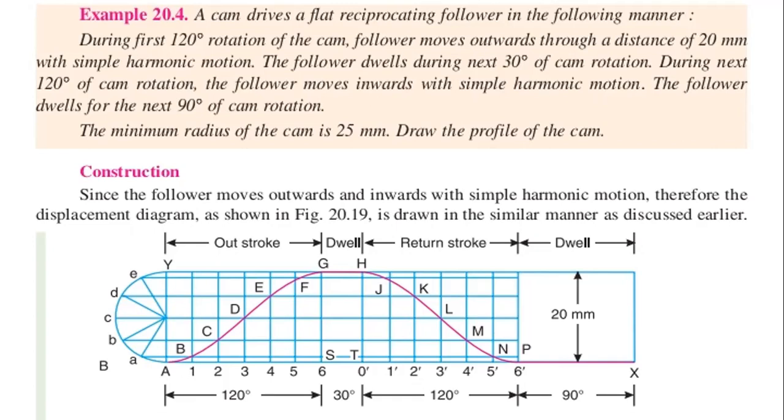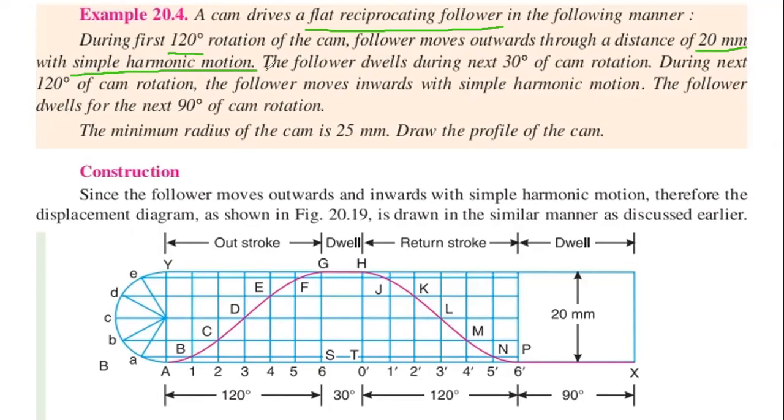So we have to identify the inputs first. It is a flat faced follower, that is the flat reciprocating follower. During the first 120 degrees of rotation of the cam, the outstroke is 120 degrees. Then the follower moves outwards through a distance of 20 mm. This is the stroke of the follower, with simple harmonic motion.